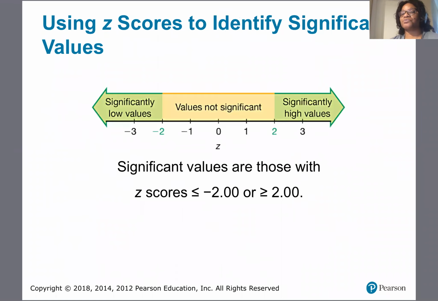And we're going to move to using z-scores to identify significant values. If we're looking for significantly low values, they are always going to have a z-score of -2 or less. Significantly high values are going to have a z-score of 2 or greater. And any value that falls between -2 and 2 will be not significant.